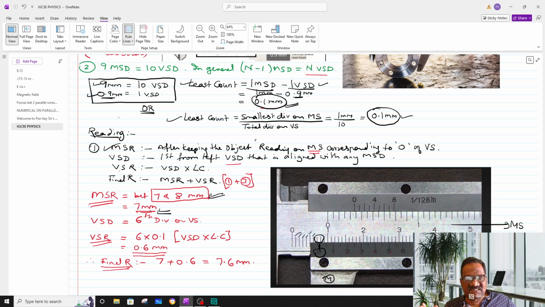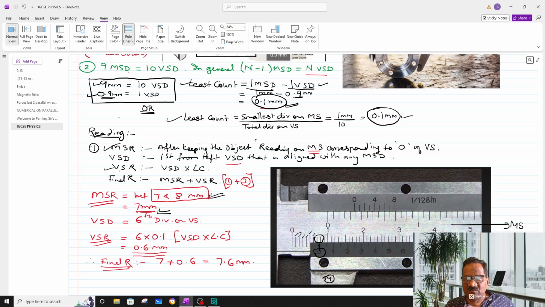This indicates that whatever object I have placed, that dimension is 7 millimeter and some more amount, because it was between 7 and 8. So right now we came to know it is at least 7 and something more than 7. Now, how much more than 7, we can find out using the vernier scale reading. So let us try to find out the vernier scale reading.